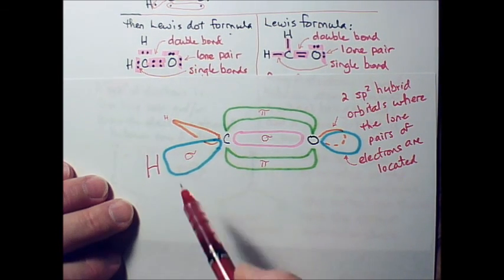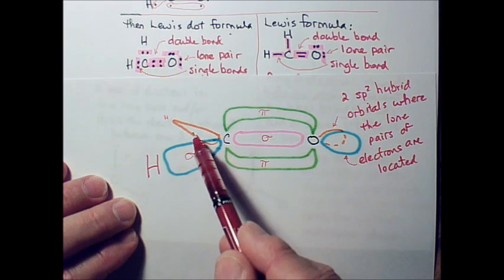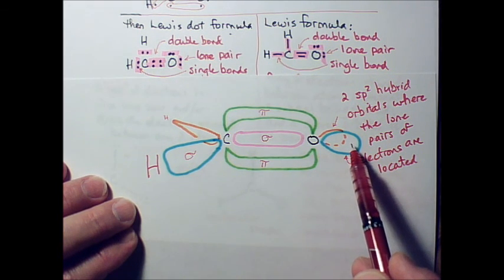So one of them, the blue one I have here, is swinging out toward you, and the orange one is swinging back away, just like this blue orbital here is swinging out toward you, and the orange one swinging back behind.